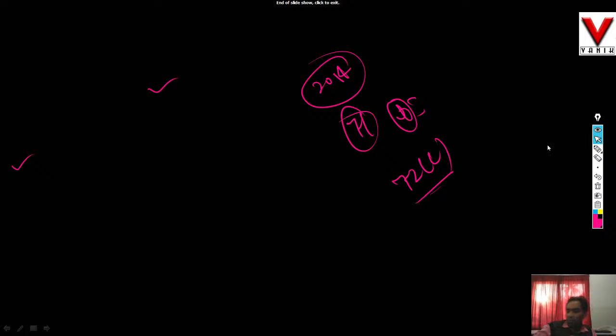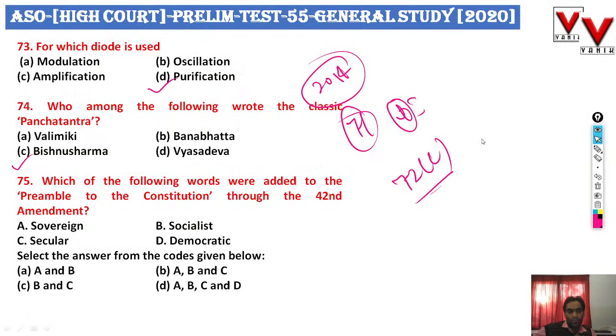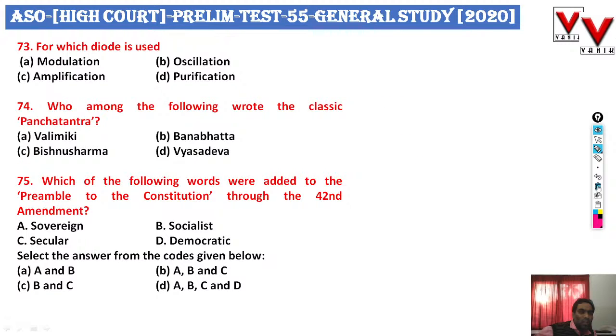We are going to discuss the next questions, 73, 74 and 75. 73, which diode is used, must be discussed by your science teacher. Who among the following wrote the classical Panchatantra? Vishnu Sharma. So the right answer for 74 is C. Panchatantra is written by Vishnu Sharma.